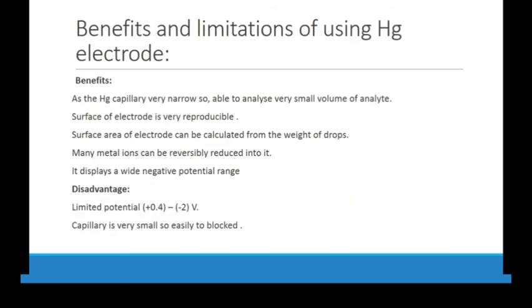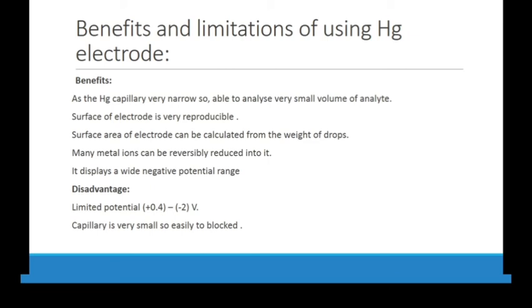So now what are the benefits and limitations of using a mercury electrode? Some are already described in my previous slide, so you will see now. What are the benefits? As the mercury capillary is very narrow, it is able to analyze a very small volume of analyte. Even in minute amounts you can analyze, and the surface of the electrode is very reproducible, because mercury is coming from the reservoir and all the drops are of the same nature with the same physical and chemical properties.